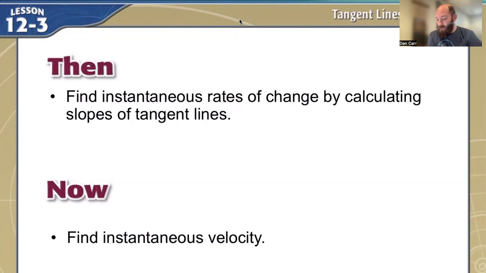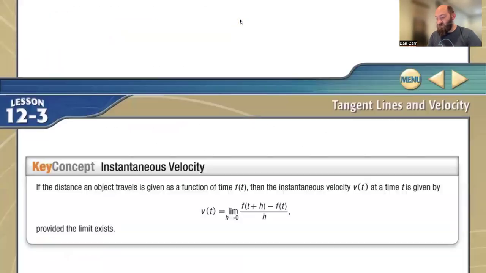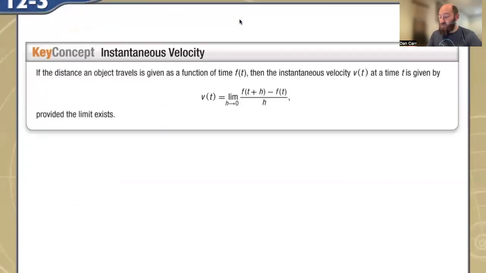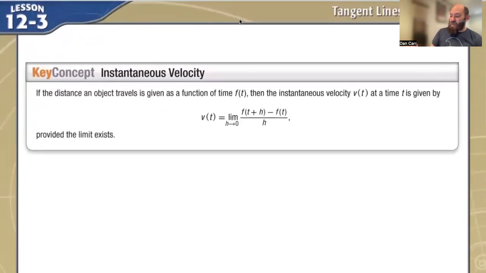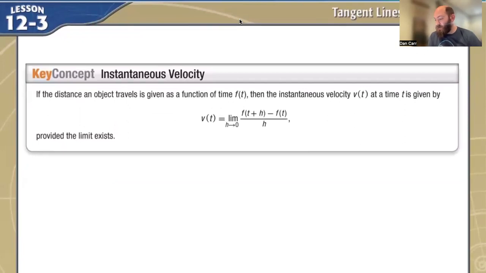We're continuing our ideas of instantaneous rates of change, but now we're going to be talking about it in terms of instantaneous velocity. Lots of times we're just referring to something that has a little bit more context to it. If the distance an object travels is given as a function of time, then the instantaneous velocity is this. Notice that that's our same instantaneous rate of change idea. Provided the limit exists, we're just putting it into terms of velocity and time.